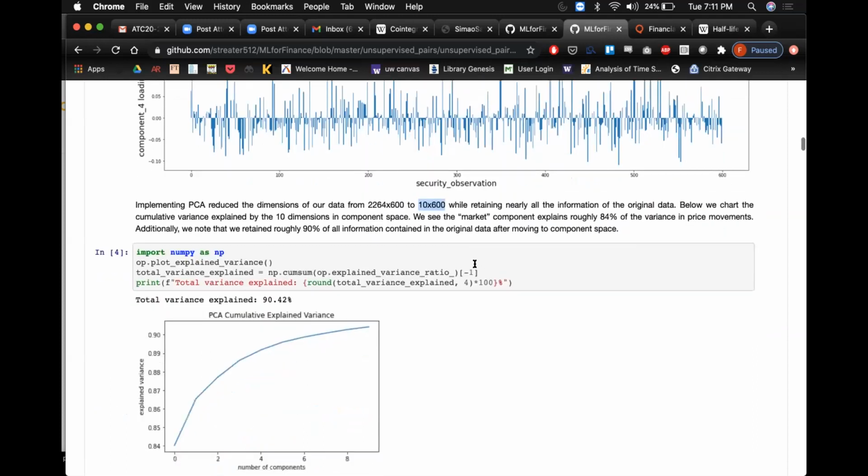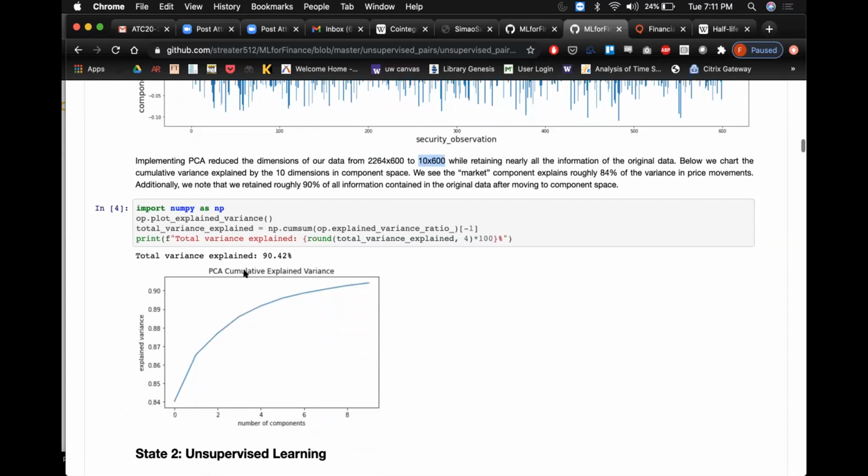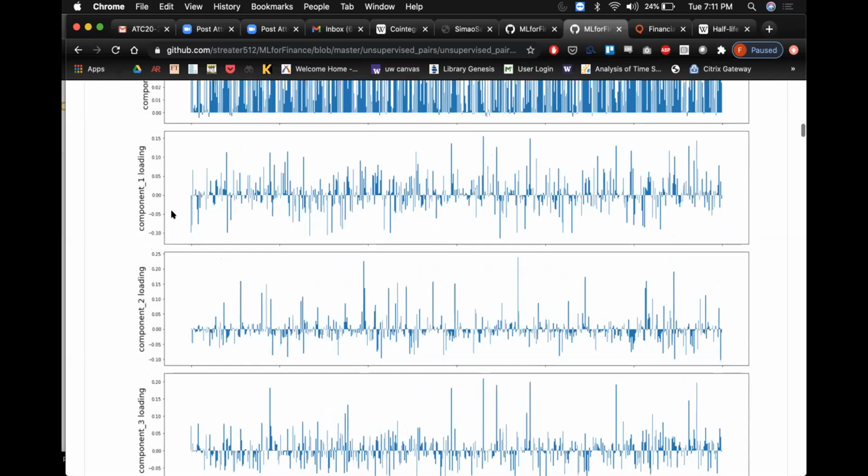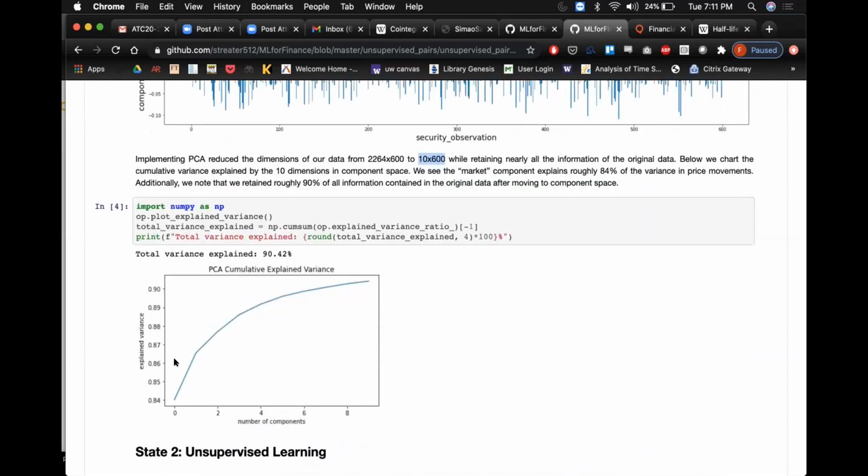As we can see here, I've plotted the cumulative explained variance of these first 10 components. And if you look right here, the first component, component 0, which is this market component, explains roughly 84% of the variance within the securities.